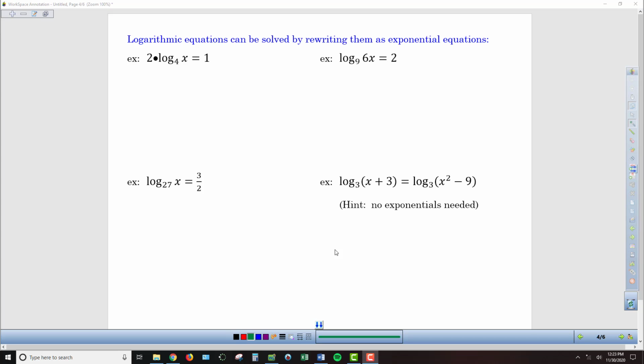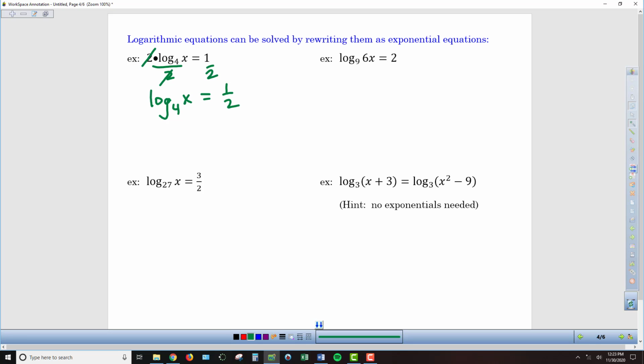But before we can do that on the first one, we have to isolate the logarithm. So we can't rewrite it until the log is by itself on one side of the equation. So I'm going to take both sides and divide it by 2. So now I've got log base 4 of x equals 1/2. Now I have the logarithm isolated.